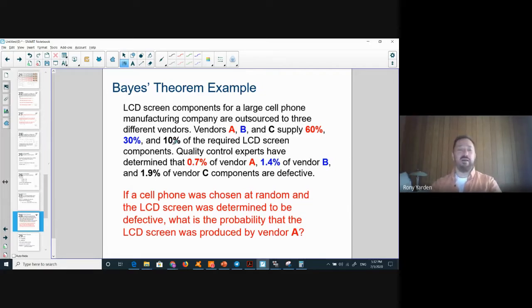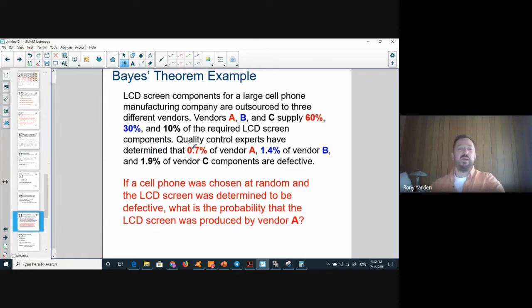Now, let's continue, and then we'll go with some questions that might rise here. So quality control experts have determined that 0.7% of vendor A screens, 1.4% of vendor B screens, and 1.9% of vendor C screens components are defective. Okay, so vendor A will tell you, listen, you buy from me, 0.7% out of 1,000 screens, 7 are going to be defective. I know that. I'm not going to tell you which ones are defective. I'm not going to do that test. You're taking the risk, but I'm going to give you a discount, okay? Because 0.7% are defective.